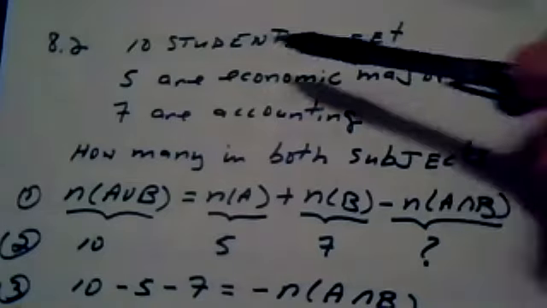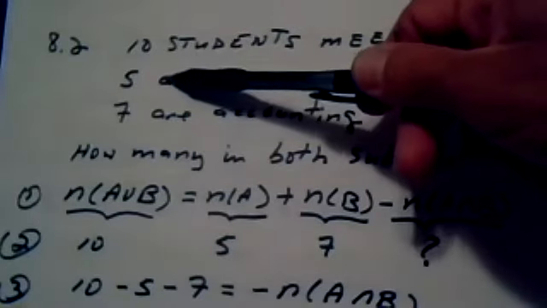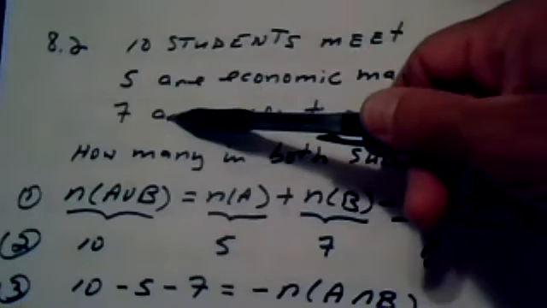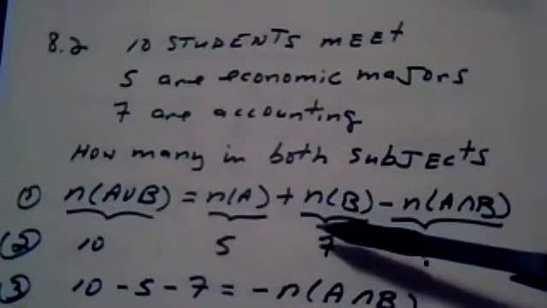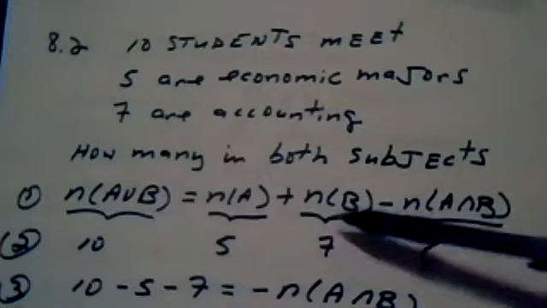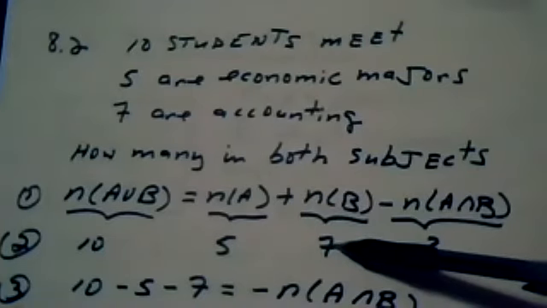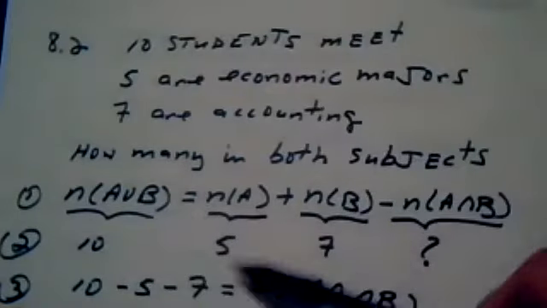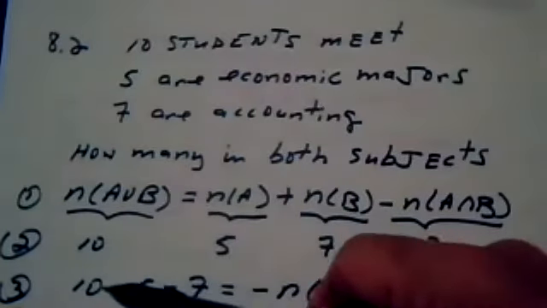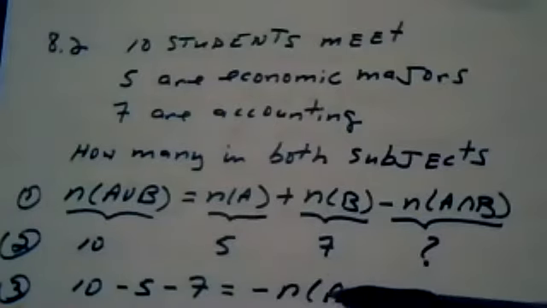So if you let this 5 be the A and the 7 be the B, you replace the A and the B. How many are in this group? 5. How many are in the B group? 7. How many total students are there? 10. So you make those substitutions, and you're going to isolate this.